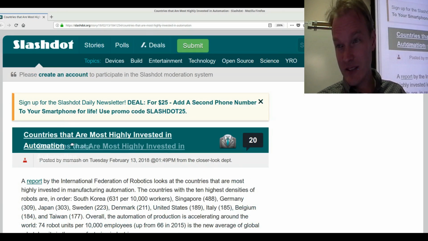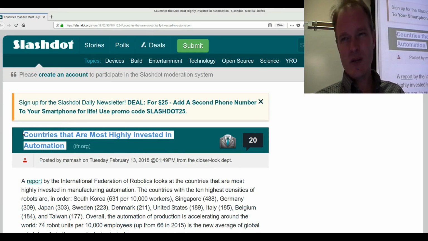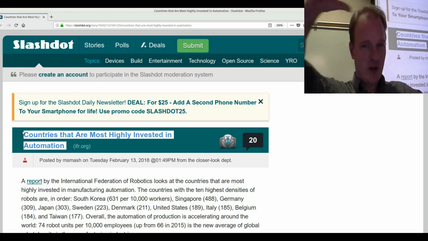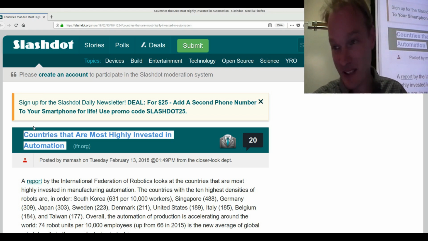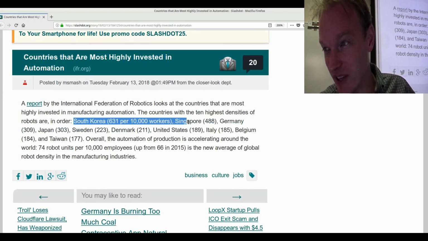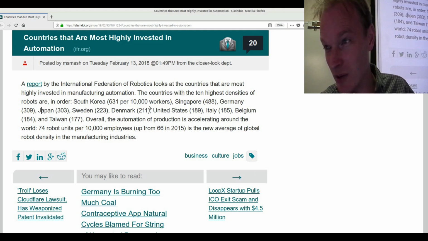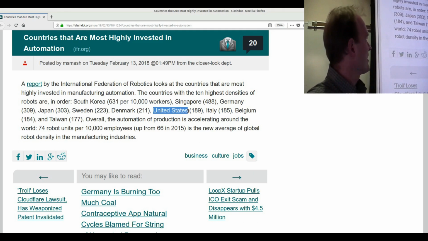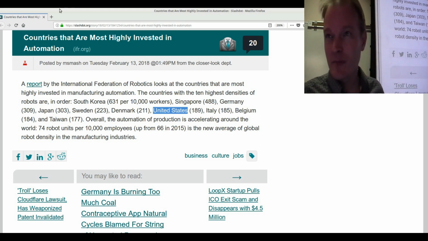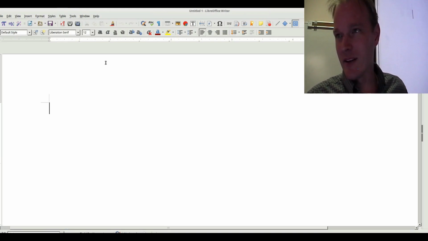Countries that are most highly invested in automation. What does automation have to do with AI? Well, basically, if you add AI, you can take out the human, right? Which means automation, to some extent. Apparently, South Korea is the top, then Singapore, then Germany, Japan, Sweden, Denmark, and finally, United States. Don't know what that means, but we're far enough up on the list that it looks like there's a career in this stuff if you're interested. Okay. There, I did some current events.